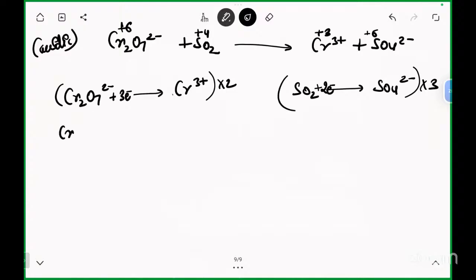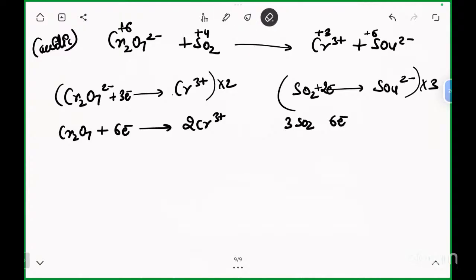So it will be Cr2O7 plus 6 electrons. Why am I not multiplying Cr? Just because the 2 Cr is already present. So it will be 2 Cr3 positive. Here it will be 3 SO2 minus 6 electrons gives out 3 SO4 2 negative. So two equations we got.